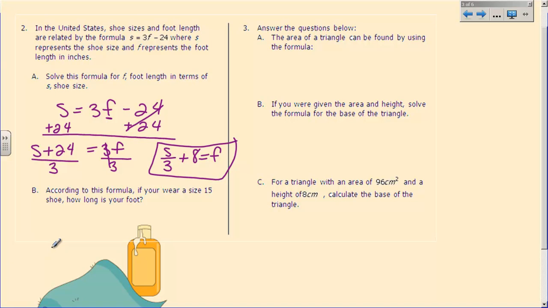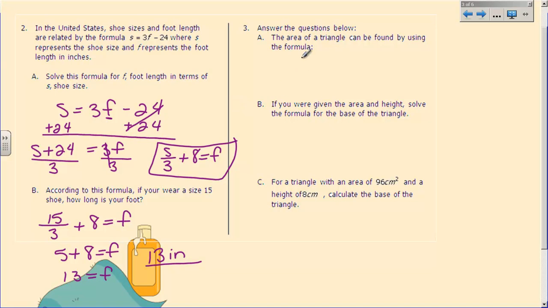So we're going to use the formula really quick. According to this formula, if you wear a size 15 shoe, how long is your foot? Well, a 15 shoe, that's going to be the S. So I'm going to plug that 15 in for S. And then just do the calculations. 15 divided by 3 is 5. And 5 plus 8 is 13. And so according to this formula, if you wear a size 15 shoe, then your foot is 13 inches long.